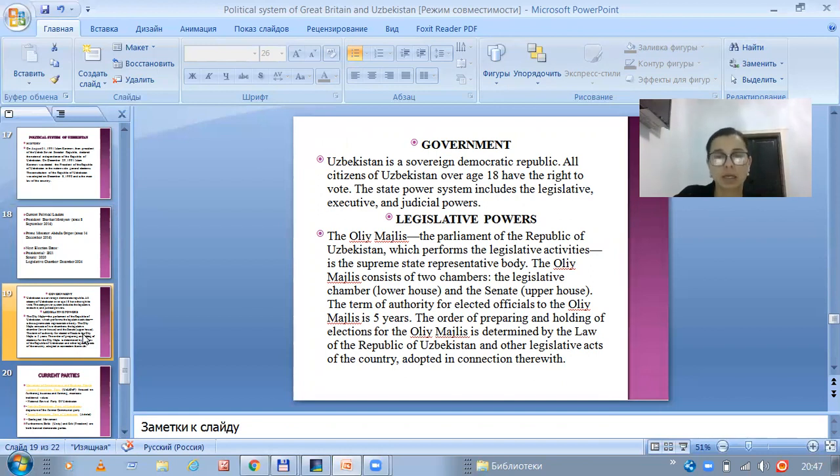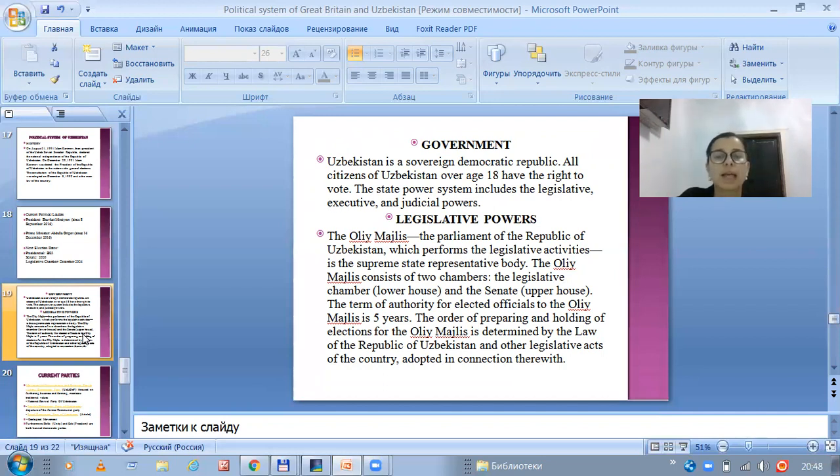Legislative powers. Oliy Majlis, the Parliament of the Republic of Uzbekistan, which performs the legislative activities, is the supreme state representative body. Oliy Majlis consists of two chambers: the Legislative Chamber, the lower house, and the Senate, the upper house. The term of authority for elected officials to the Oliy Majlis is 5 years.